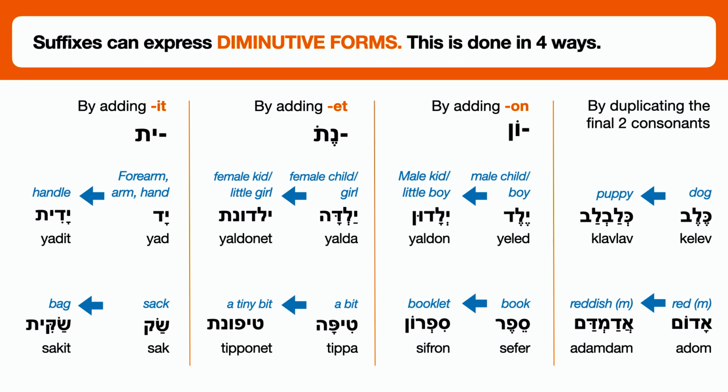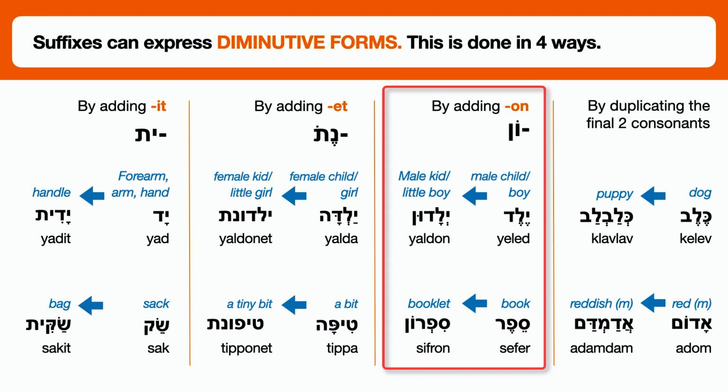Another way is by adding the suffix on. So this is the case in these examples here. The Hebrew word for boy is yeled, and to say little boy we say yaldon. We add the suffix on. Another example in this kind of scenario is sefer. Sefer means book. To say booklet, a little book, we say sifron. Here we're adding the suffix on.